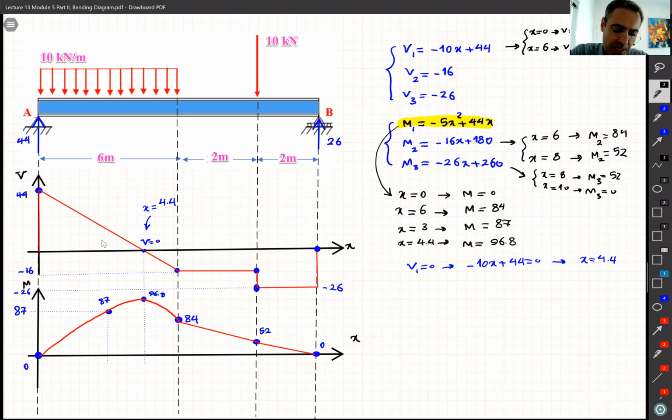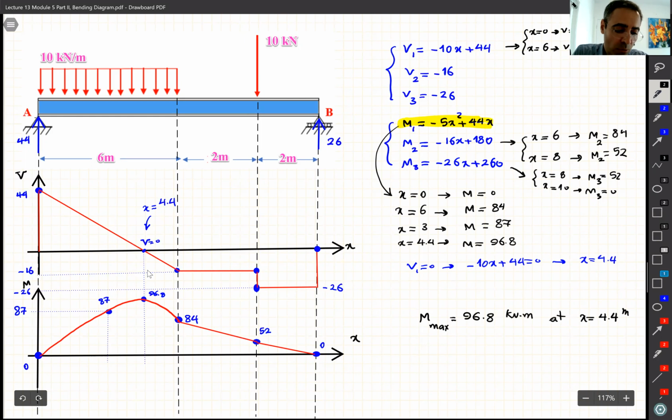And looking at these graphs, we can find that M max, the biggest number that we can see here, is 96.8 kilonewton meter. That's our M max. And this M max happens at x equal to 4.4. So this beam is going to break at that point.